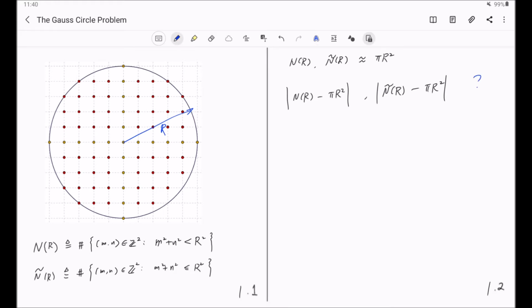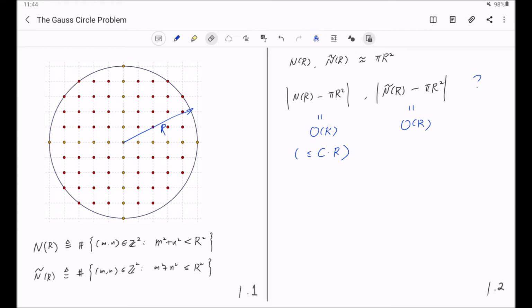What we are going to do now is show that this error is actually equal to big O of r. Remember, this notation means this is bounded above by some absolute constant times r. This is due to Gauss, so this problem is called the Gauss Circle problem. So now let's start giving a proof of this.